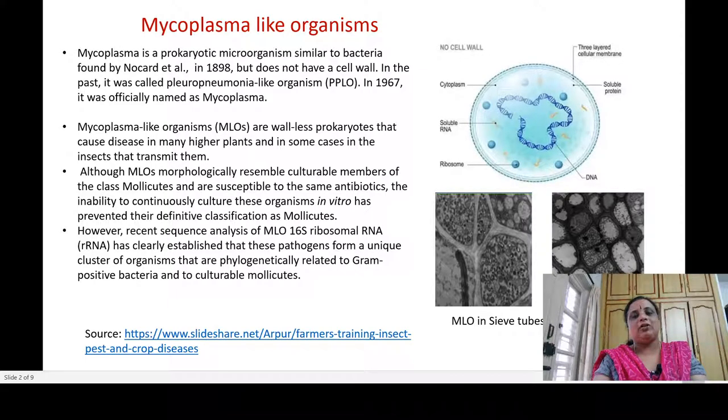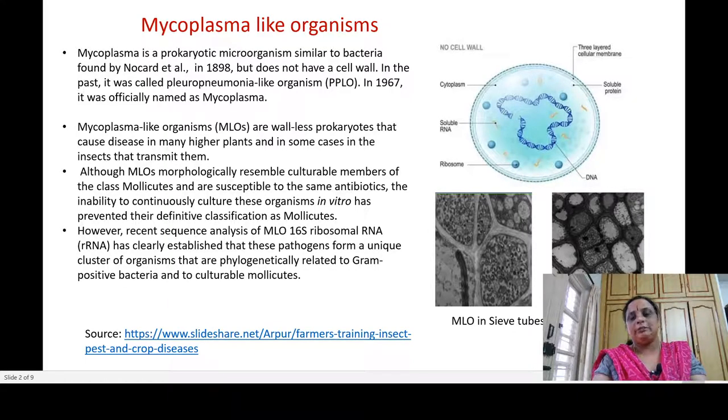So for this mycoplasma-like organism, the 16S ribosomal RNA has been sequenced and the phylogenetic tree was constructed, and it was known that this particular mycoplasma-like organism, which has the ability of infecting plants, shares the characteristic features of gram-positive bacteria as well as the culturable Mollicutes. However, to conclude, this mycoplasma-like organism is a prokaryote. They completely lack a proper cell wall. They cannot be cultured in vitro in our culture media.